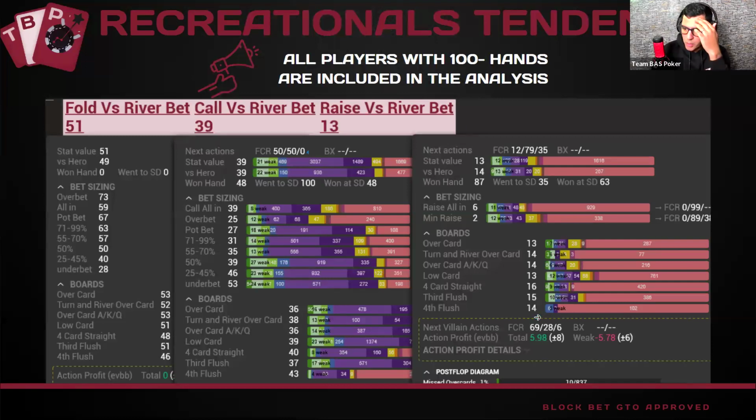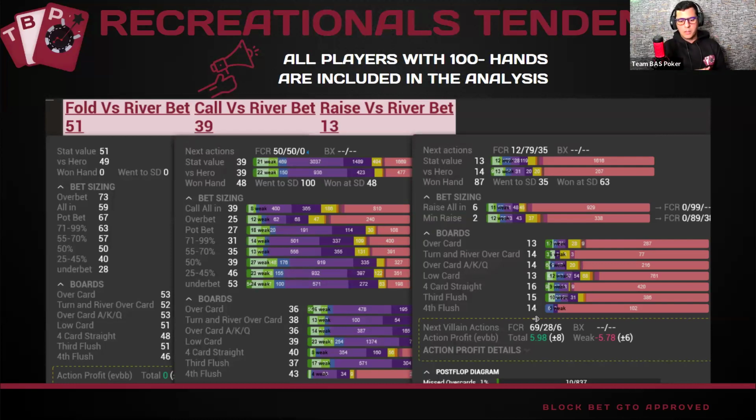These stats are only when we are facing a second barrel and block bets on the river, or also when we are probing the river after a check turn. This is a bad river overall, because when we are talking about block bets, we can use them not only after facing a second barrel, or a bet on the flop, or a bet on the turn, or whatever situation.